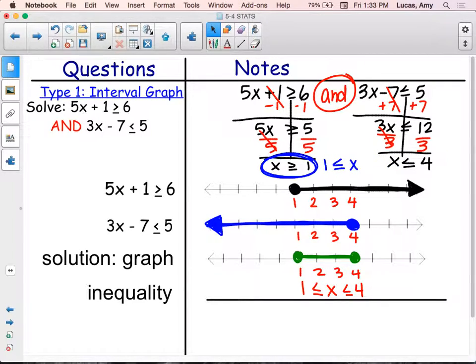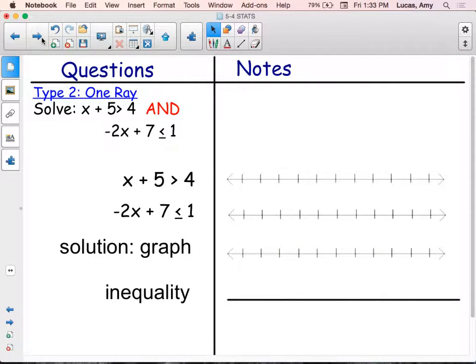So I don't need to write two separate inequalities with the word and in between them. An interval graph should have an interval inequality to go with it. So there are 3 pieces to the interval, not just 2. This is the first type of situation that can happen when you solve and graph your 2 inequalities connected by the word and. They could create an interval.